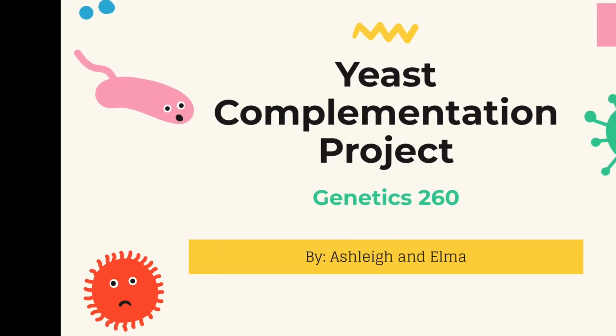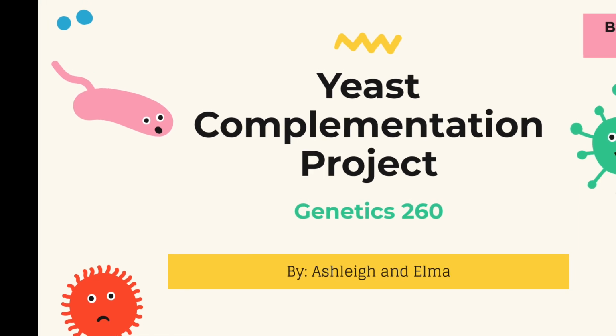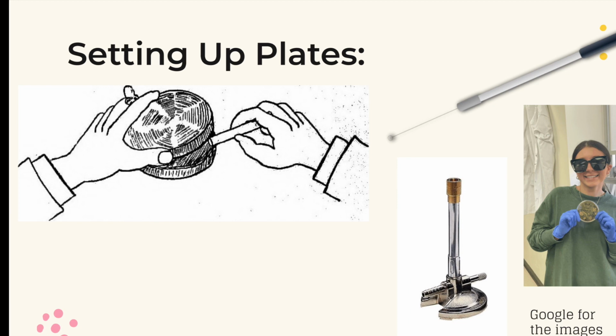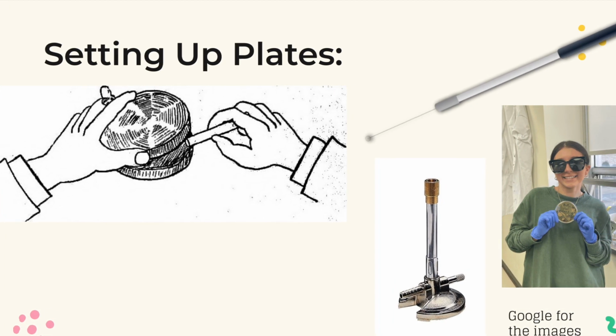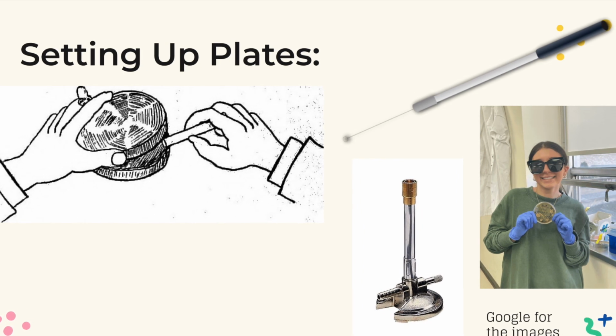All right, here's our experiment, the Yeast Contemplation Project by Ashley and Elma. The first thing you want to do is set up our plates, our yeast sample for the weeks to come. You will need an agar plate, the Bunsen burner, and your sterile loop. And of course, wear your proper PPE.